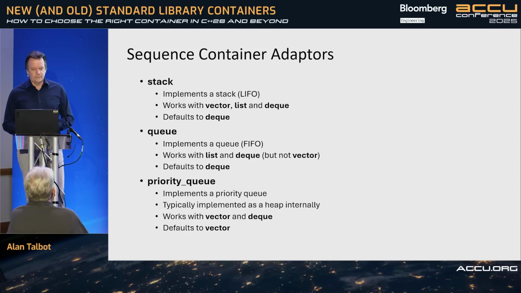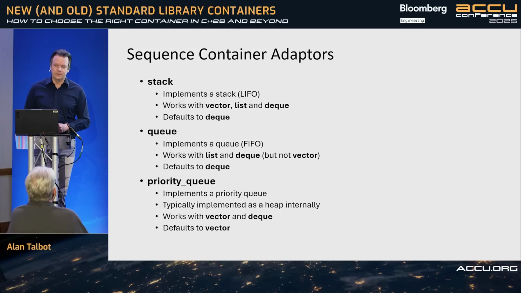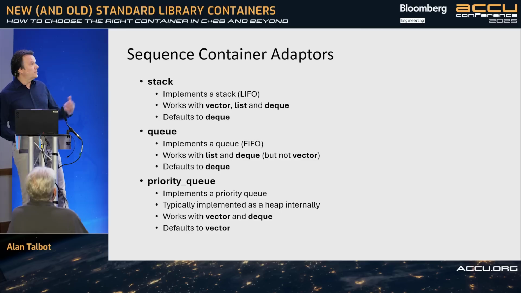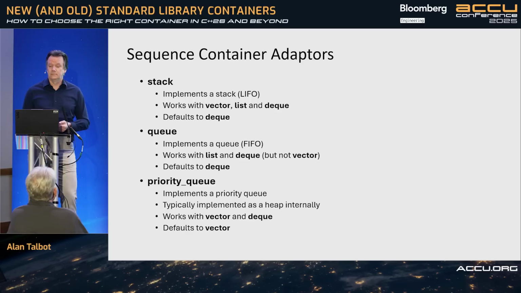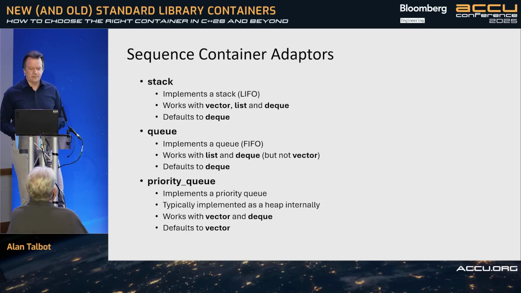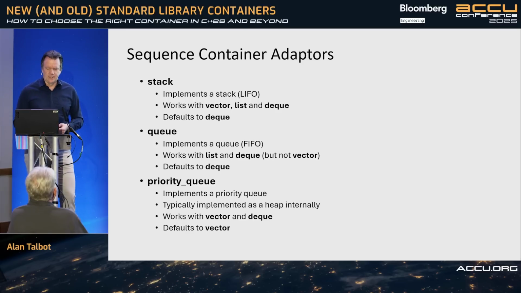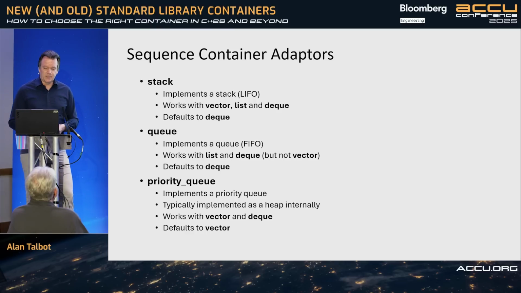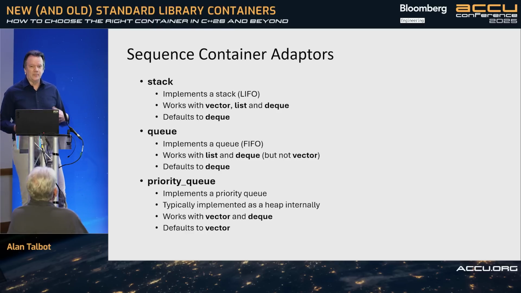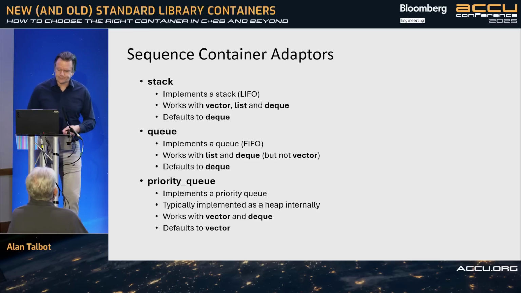So we have a stack, a queue, and a priority queue. Stack works with vector, list, and deque. Cool. Defaults to deque. Queue works with list and deque, but not vector. We've already seen this. Defaults to deque. And priority queue works with vector and deque. Priority queue can't work with list because it maintains the heap internally. That's how it works.